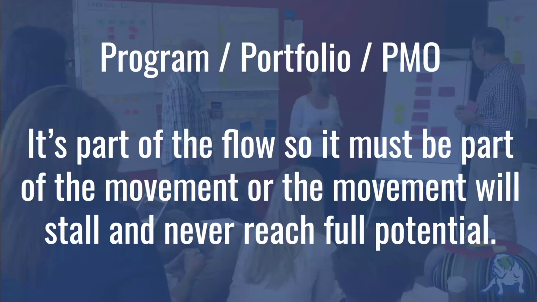So again, it's part of the flow, so it must be part of the movement, or the movement will stall and never reach its full potential. If you only stop at the what side of the house, or the how side of the house, and you only put together this kind of functional capability to be more iterative on the delivery side, call it to the right of the product owner, and you don't work on the left-hand side of that, then you're only going to get so much value out of it. After a while, you'll reach a potential maximum value that you can generate without seeing those changes.